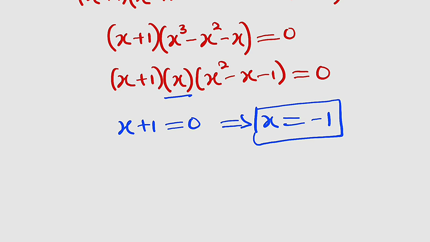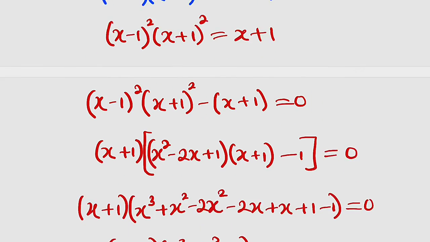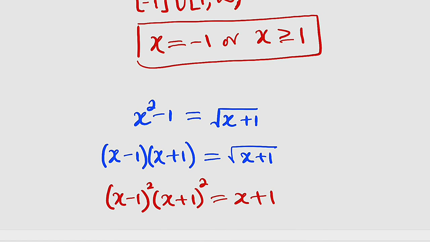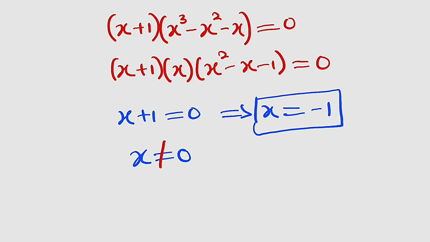Then the next one, which is x equal to 0, and this is not true. Therefore, we are going to discard this solution. Remember our domain, right? It has to be either negative 1 or any value greater than 1. So we are not going to accept 0. So it is part of the extraneous solutions.